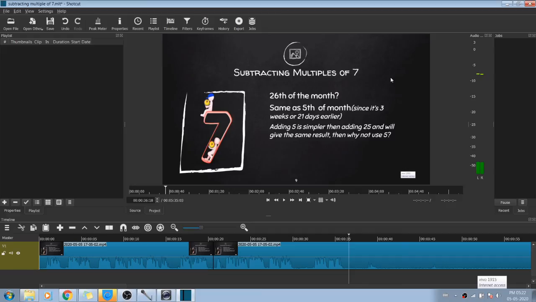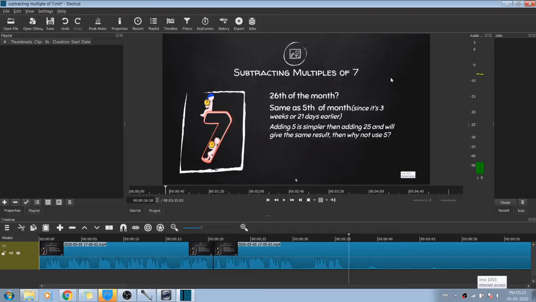And if you see in any random calendar, the 5th of a month of any random year will always fall on the same day as the 26th of that month, since it's 3 weeks or 21 days earlier. For example, if the 26th of any month of a specific year falls on Friday, the 5th of that month will always fall on Friday.